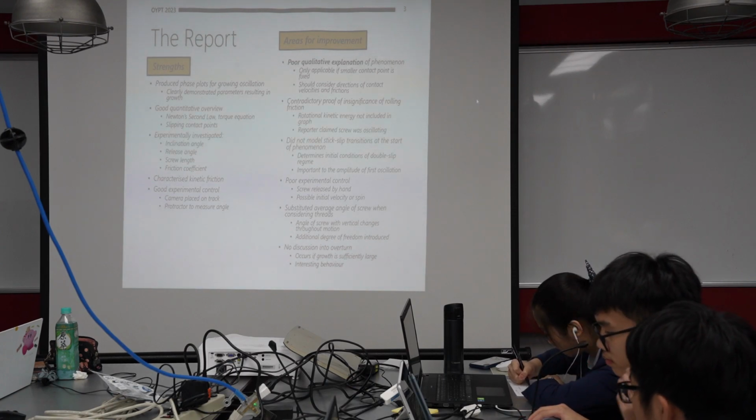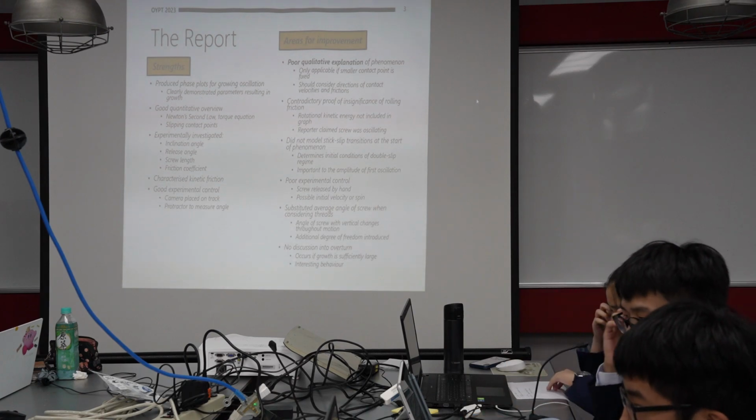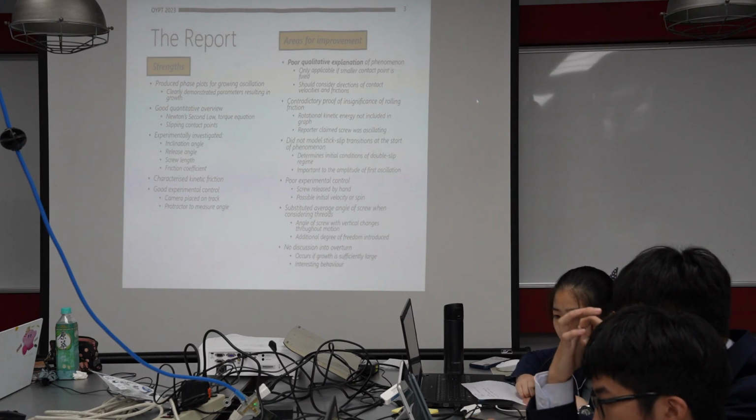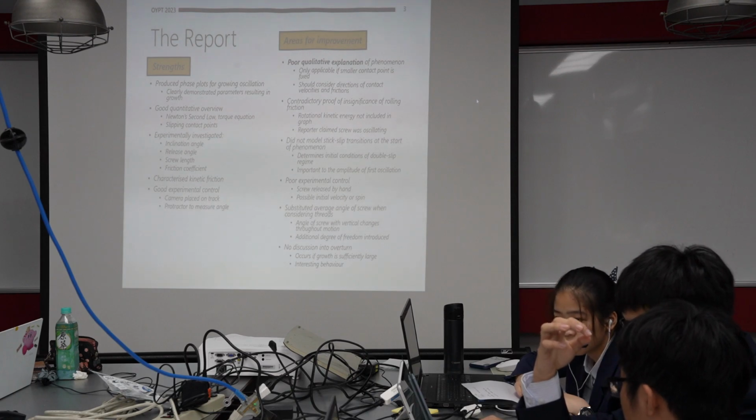Furthermore, he also has a contradictory proof to the significance of rolling friction, as he has mentioned that his screw was oscillating during his characterization of kinetic friction, but his graph showed that rotational kinetic energy was not included, and he only showed the potential energy from gravity.